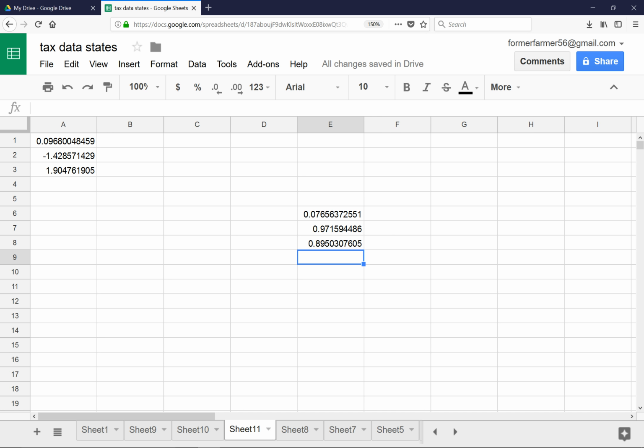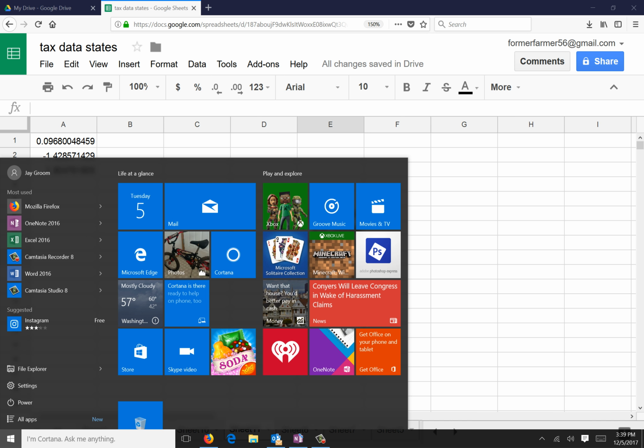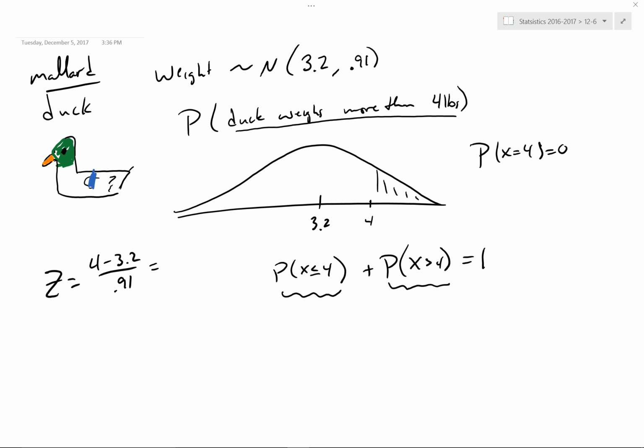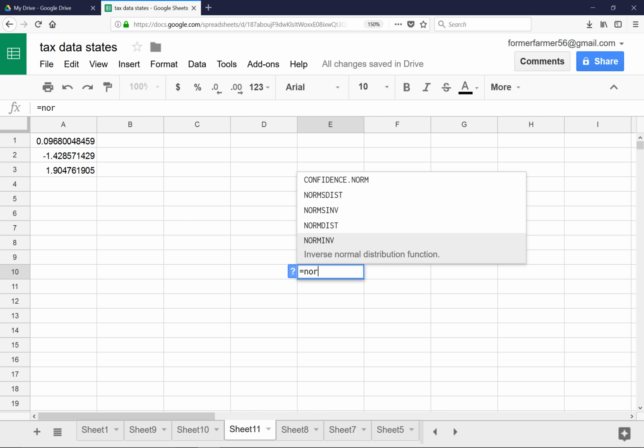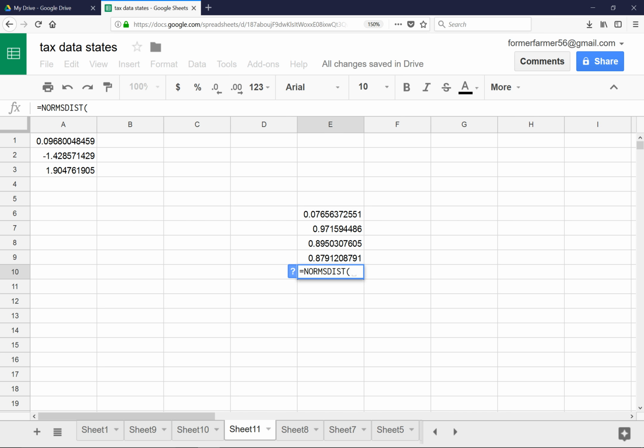So, 4 minus, oh, for God's sakes. I forgot what the problem said. So, 4 minus 3.2 divided by 0.91. So I get a z-score of that. So if I do equals norm s dist of that number, you'll see I get about 81%.